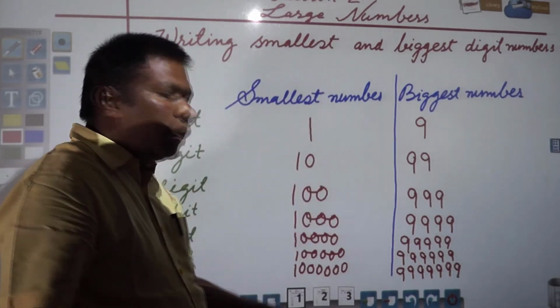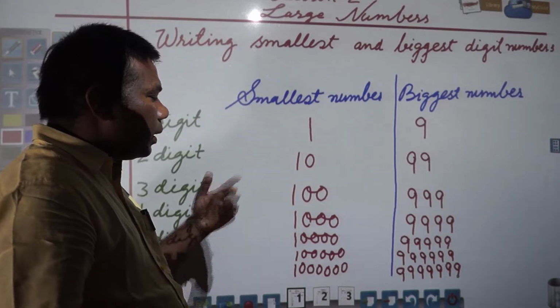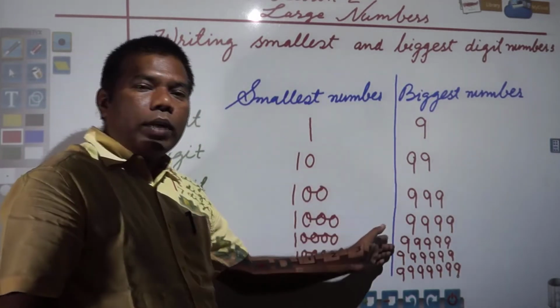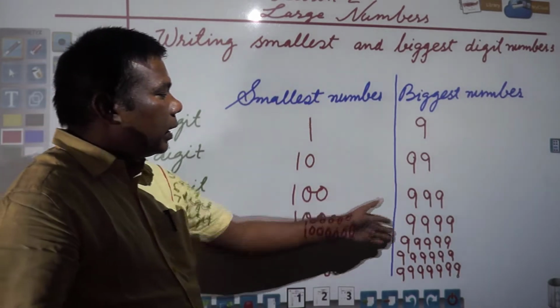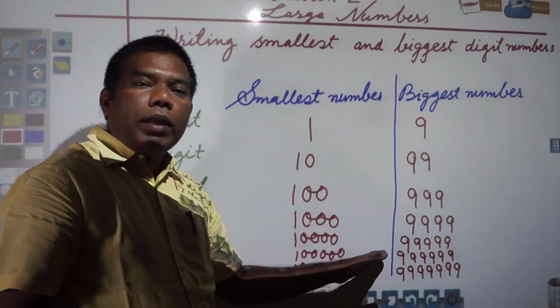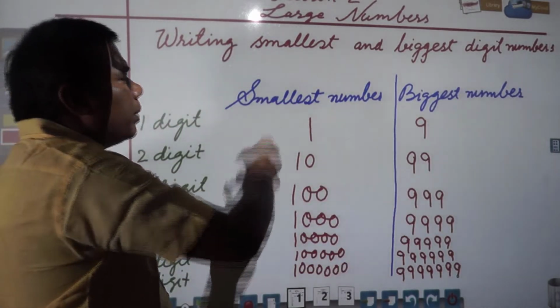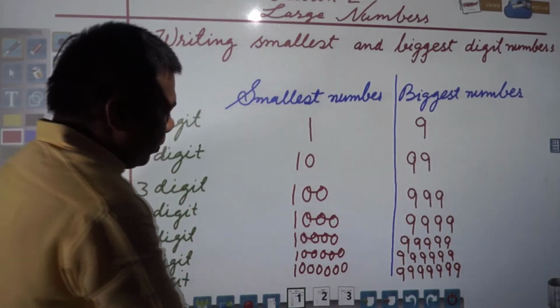So you can all prepare yourself. If a question asks what is the 8 digit smallest number or 8 digit biggest number, you will be able to write it. What is the 5 digit smallest number or biggest number? In this way you should be able to write. So I think from this, if any questions are asked in the exercise, you should be able to solve them.